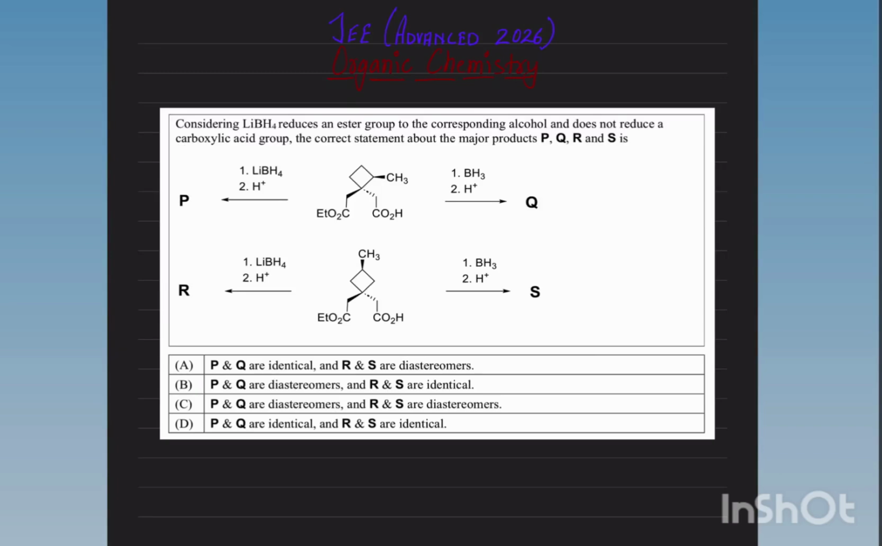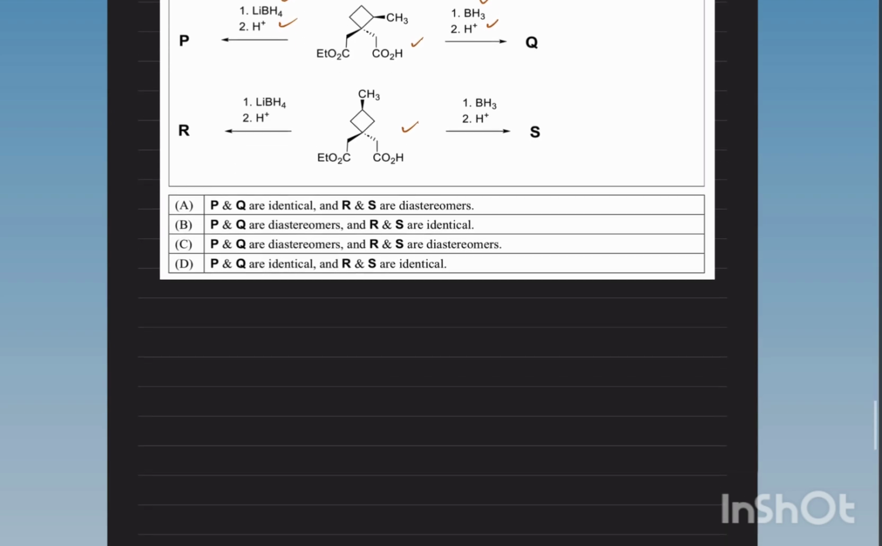So today we are going to discuss one of the questions from day 1 2026, which is from the organic chemistry part. In this question, we have two molecules. The first one is this molecule, the other one is this. These two molecules have been reacted with BH3/H+ and lithium borohydride/H+. These two reagents selectively reduce the carboxylic acid or ester, and we should know how they behave for solving these types of questions.